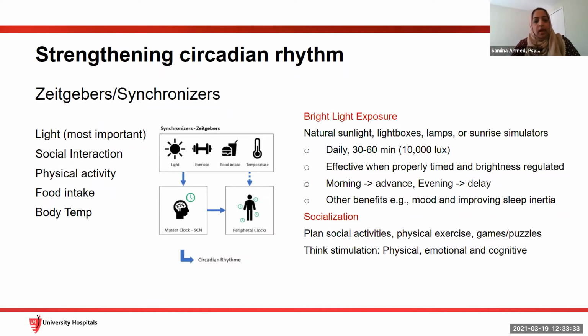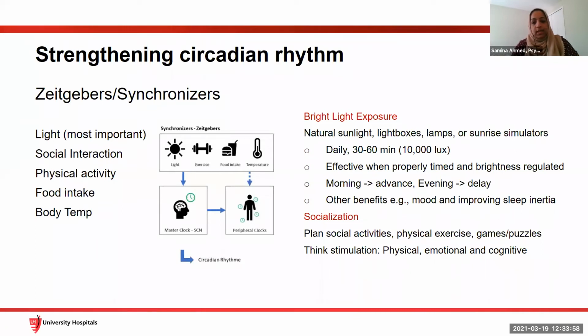Now, zeitgebers are actually what we call time regulators or synchronizers. So what they do is help regulate and manage our circadian rhythm to keep it fixed. And the most important signal or timekeeper is actually light. And then we have social interaction, physical activity, food intake and timing of that food intake, and finally body temperature.